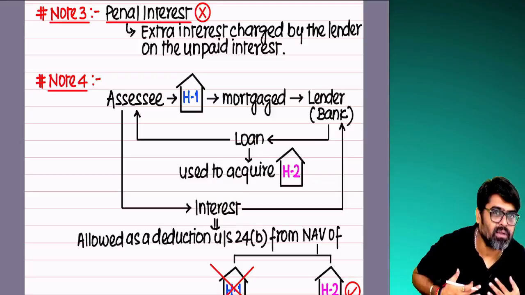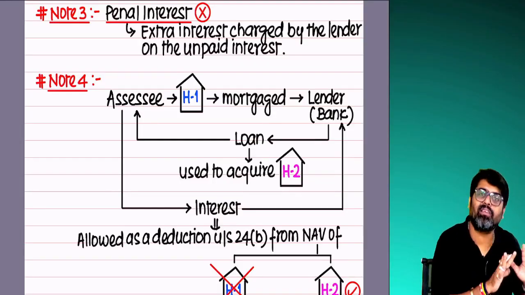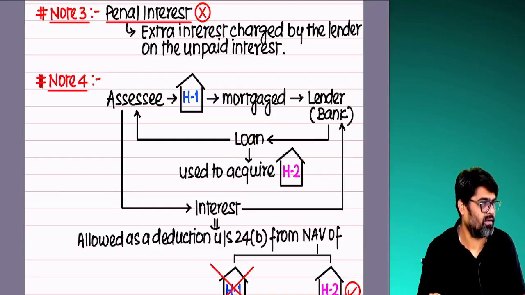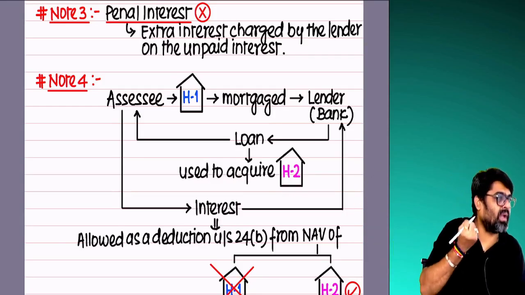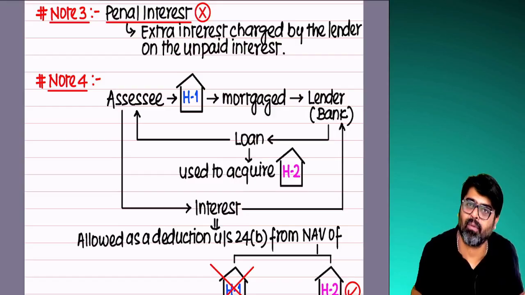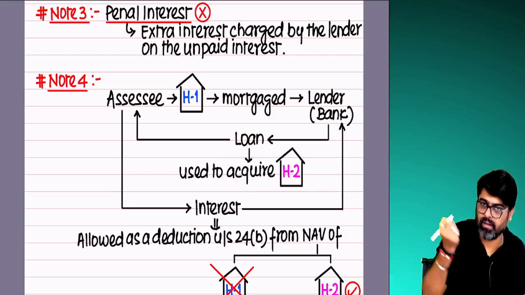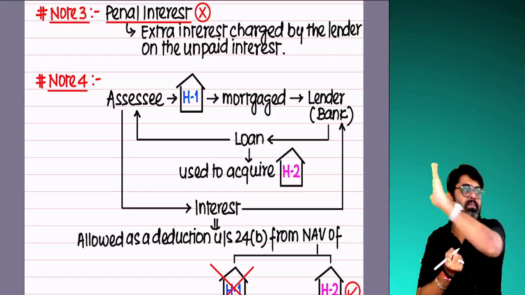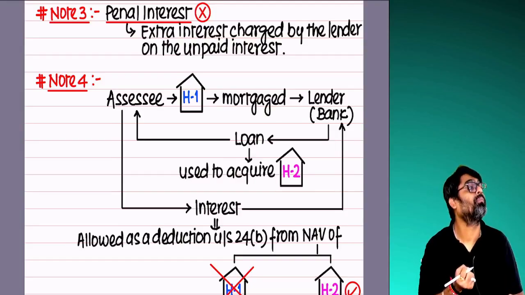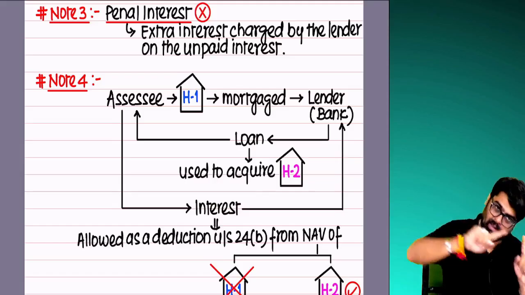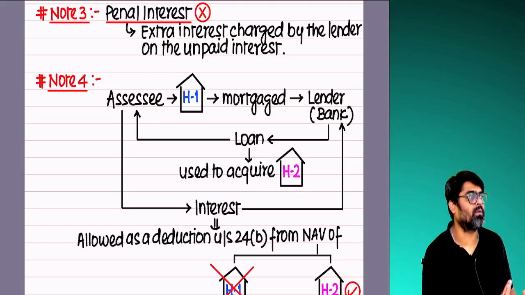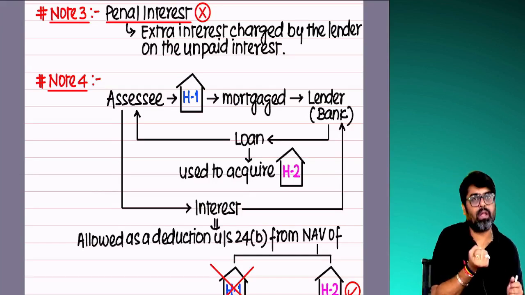I'm just giving this house as a security, so that the bank does not hesitate to give me a loan. Getting my point? To obtain the loan, did I mortgage my property? So is the property going there or is it still with you? Still with you. You are the owner of that property. Yes or no?